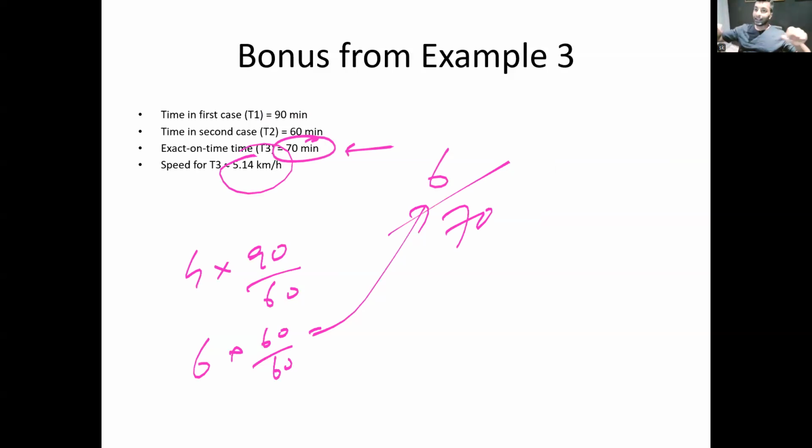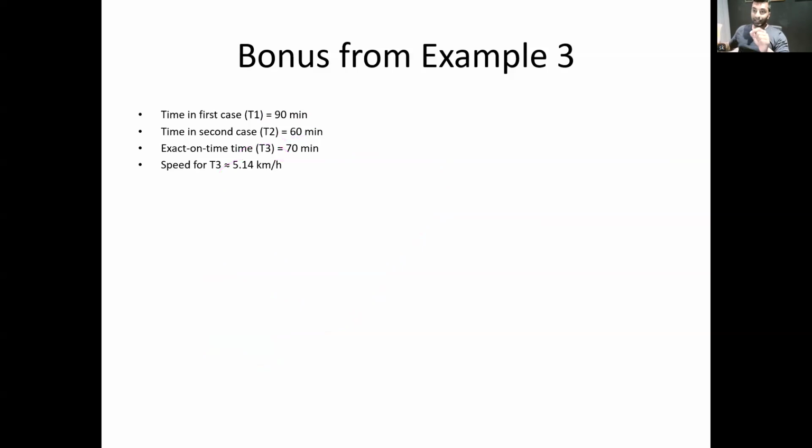That's why you are late. It's not 6 kilometers per hour you should travel. That's why you are early. You should be traveling at this speed so that you will reach without being late or early. So how many questions can they ask here?